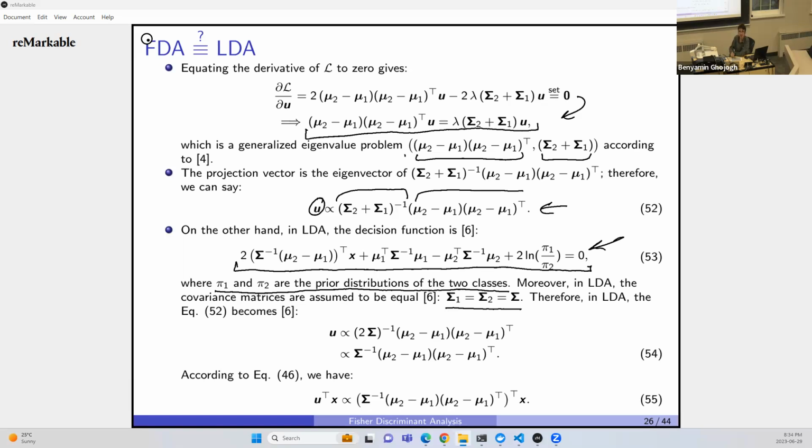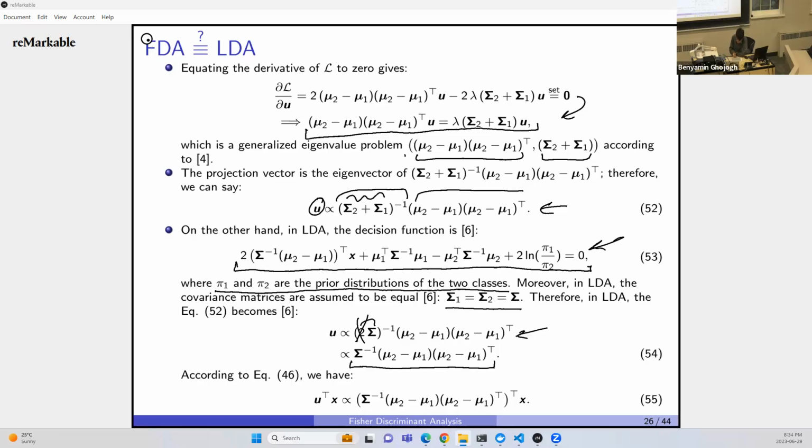Take a look at equation 52, which we just found. Are you listening? Equation 52 was the solution of FDA. In LDA, we assumed that sigma 1 and sigma 2 are equal and replaced them by sigma. Therefore, in the FDA solution, I replace sigma 2 and sigma 1 with sigma, so it becomes 2 sigma. So equation 52 simplifies to this. I dropped this 2. It's not important. 2 inverse is 1 over 2, a constant multiplier, so I don't care. So I'll have this.